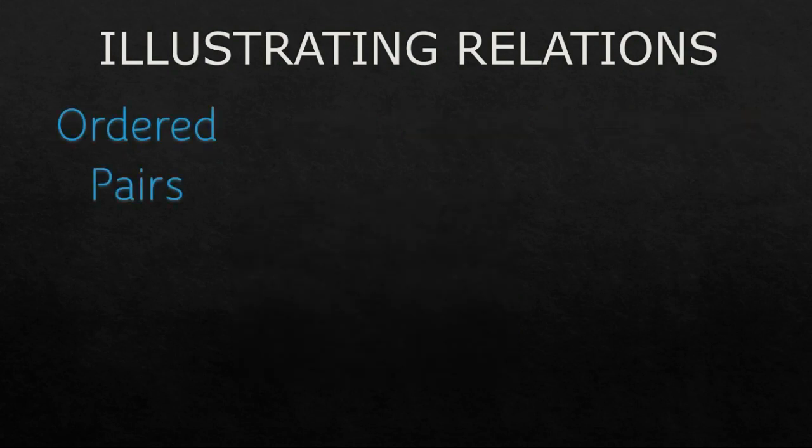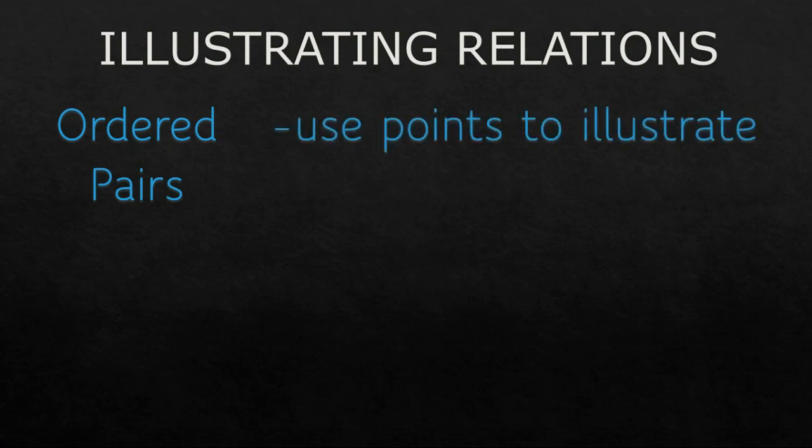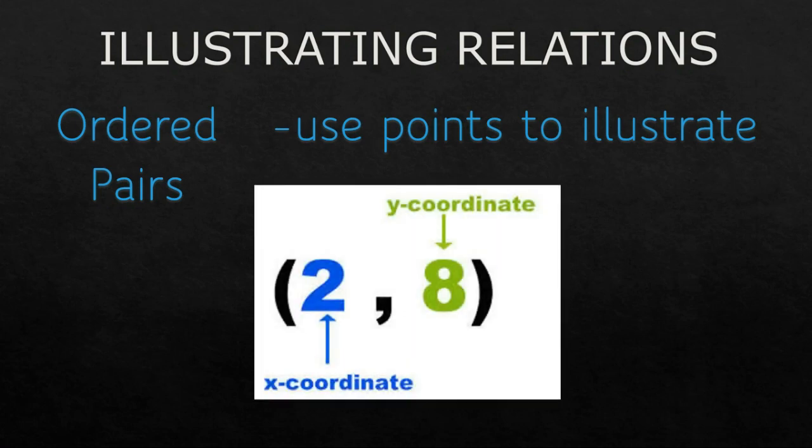Another way of writing relations is by ordered pairs. Ordered pairs are names of points. Alam kong na-encounter nyo na to during grade 7 math, but for the sake of review, an ordered pair looks like this. The first number is called x-coordinate, while the second number is y-coordinate.